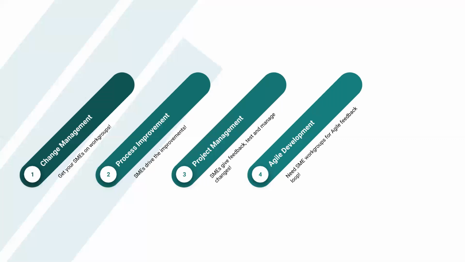Then we can look at project management. Again, our subject matter experts giving feedback, testing the product, and managing the changes. And lastly, our Agile development. We need our subject matter expert work groups for the Agile feedback loop. Are we starting to see that theme?